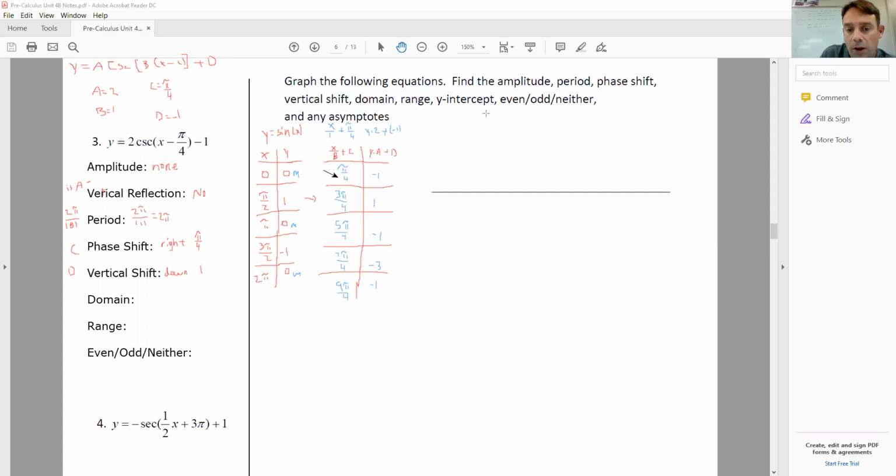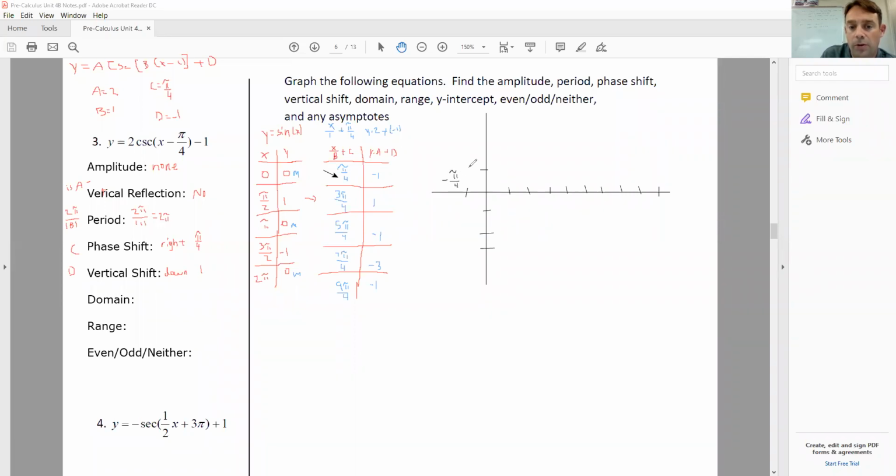So I'm going to graph this here. So here I go. 1, 2, 3. 1, 1, 2, 3, 4, 5, 6, 7, 8, 9. And you have to label your graph. You have to label your axes.